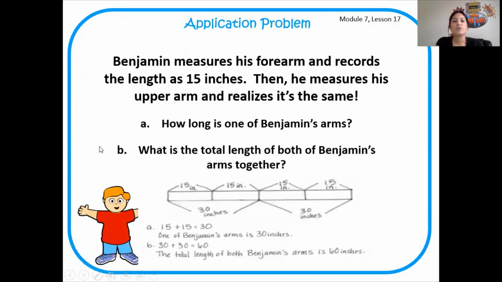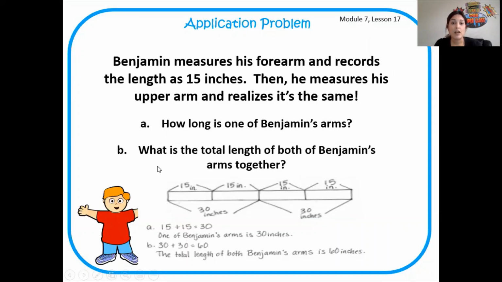Okay, so here is what I did. I wrote, here's 15 inches for his forearm and 15 inches for the top part of his arm, right, the upper arm. So then I figured out that 15 plus 15 equaled 30 inches. So that means the entire arm is 30 inches. Then it says, so here's my answer for A, 15 plus 15 equaled 30. One of Benjamin's arms is 30 inches.